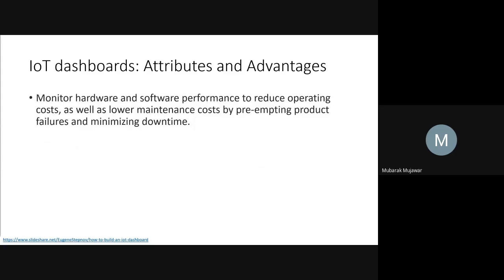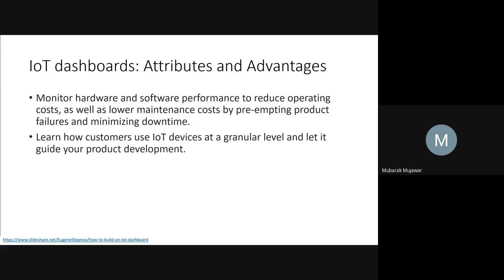Now, we can also monitor the hardware and software so that we can reduce the operating costs, as well as lower the maintenance cost by preempting product failures and minimizing the downtime. I mean, smart grid technology is still coming to India, but in the United States, we have smart grid technology, and their downtime is almost 0 seconds. And they can do that by using some kind of predictive data analysis, as well as different sophisticated IoT dashboards and IoT platforms.